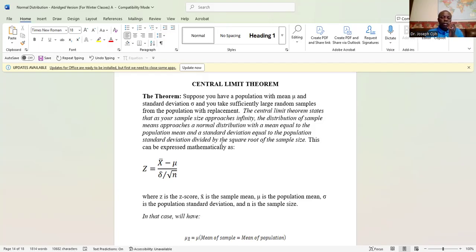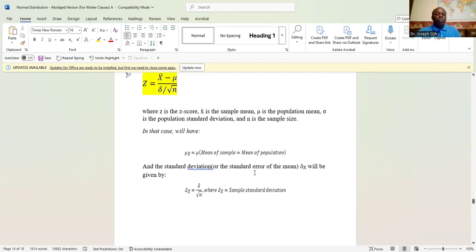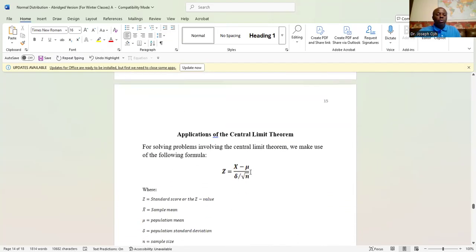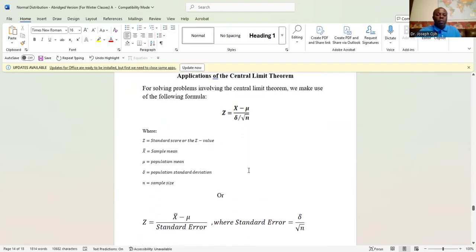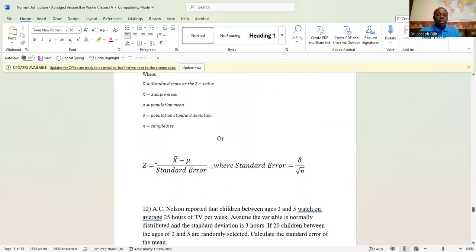That standard deviation divided by the square root of the sample size is what we call the standard error. For the central limit theorem, when we transform the variable, we use this formula: Z equals x bar minus mean, divided by the standard deviation over the square root of n. To make it simple, it's better to use a simplified version of this formula, which is this one here.